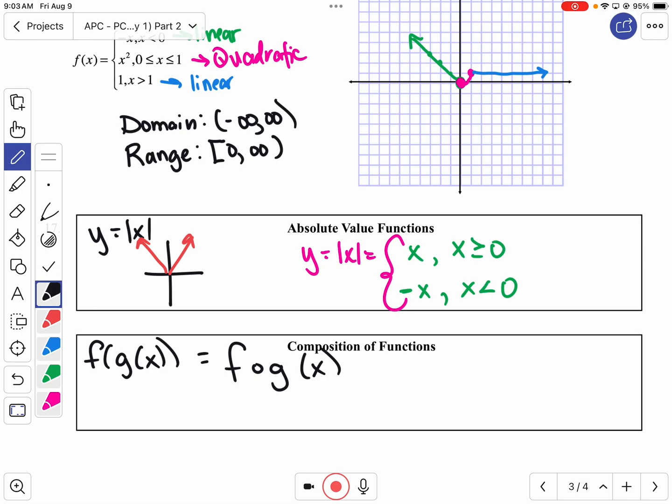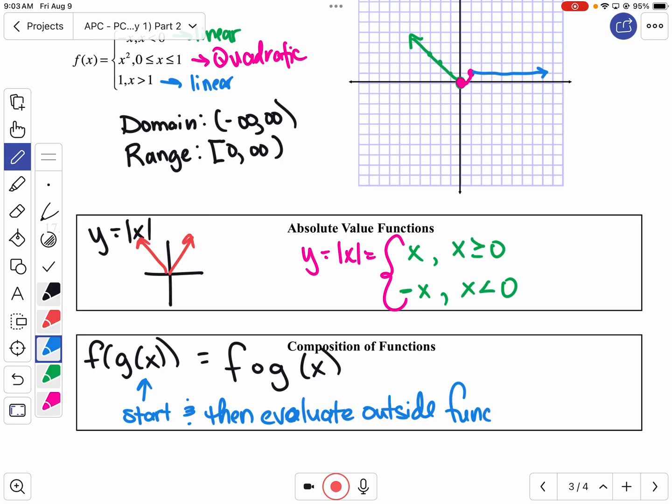Okay. This is a two-step process. Remember, we start here and then evaluate in the outside function. What does fog mean? Same thing. It means f of g of x, but you'll see that notation used interchangeably. I think AP likes the parenthesis notation better than the fog notation, but I just want you to see both. You can see it both ways in your calc books later on.